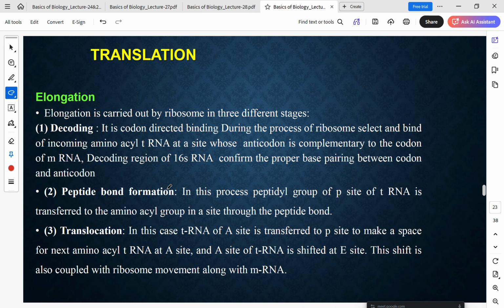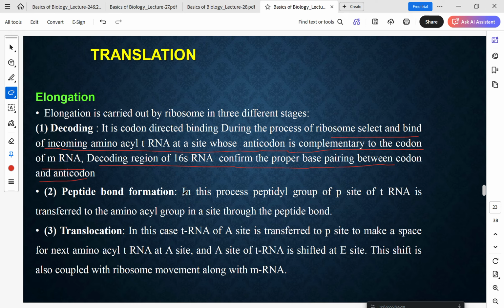The elongation is carried out by the ribosome in 3 different stages. First, it needs to read the information present within the mRNA and bring in the appropriate tRNA. So the ribosome selects and binds the incoming amino acid tRNA at a site whose anticodon is complementary to the codon of the mRNA, decoding with the region of 16S rRNA to confirm the proper base pairing between codon and anticodon.